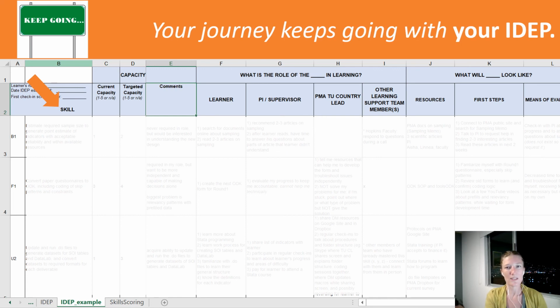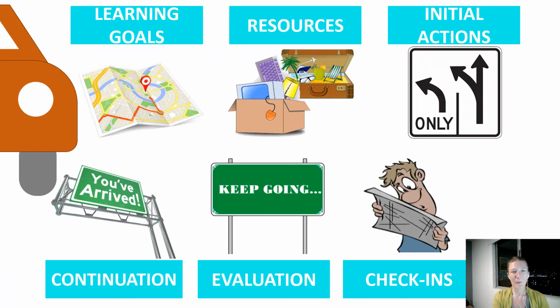Maybe you're going from a different current capacity to a different targeted capacity on the same skill. Maybe you're working on another skill. Any combination that works for you because you are driving your learning in self-directed learning. So you set your learning goals. You can ask others for help. You identify resources and ask others to help you in identifying these resources. You set your initial actions, and maybe someone has ideas about what those might be, but you do them.